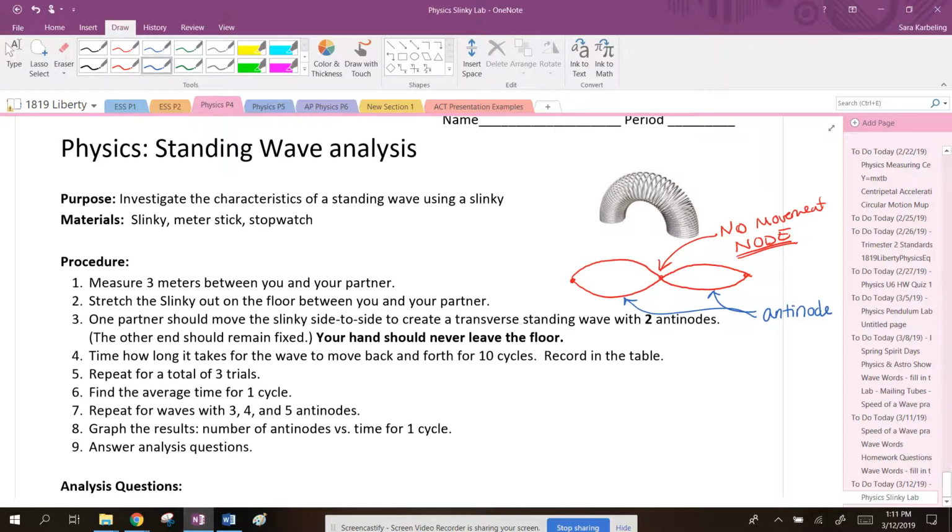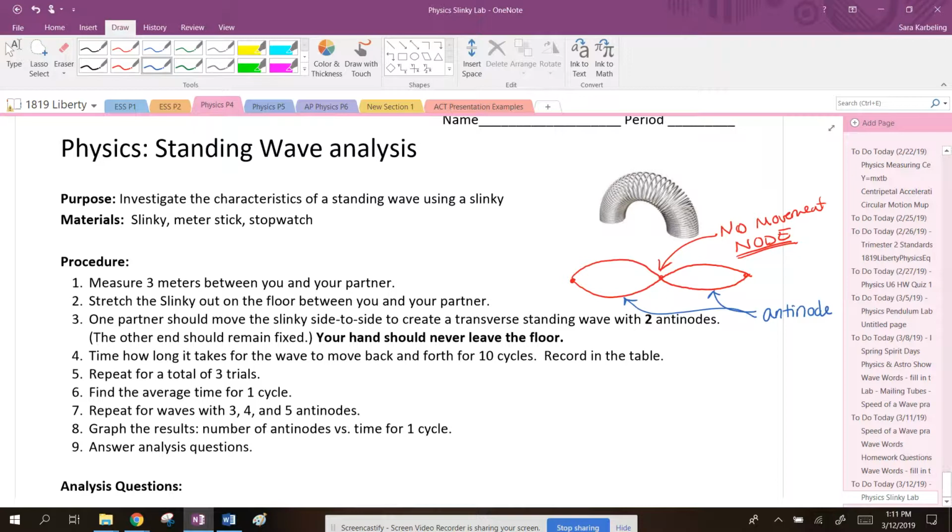We're going to study these standing waves. So you and your partner, you're actually going to be in groups of 3, are going to measure 3 meters between you. You're going to stretch a slinky out on the floor between you and your partner, just a normal plain old slinky. I'm going to ask that you be careful with my slinkies. Don't twist them and jerk them and break them, okay? Be gentle with them. Be nice.